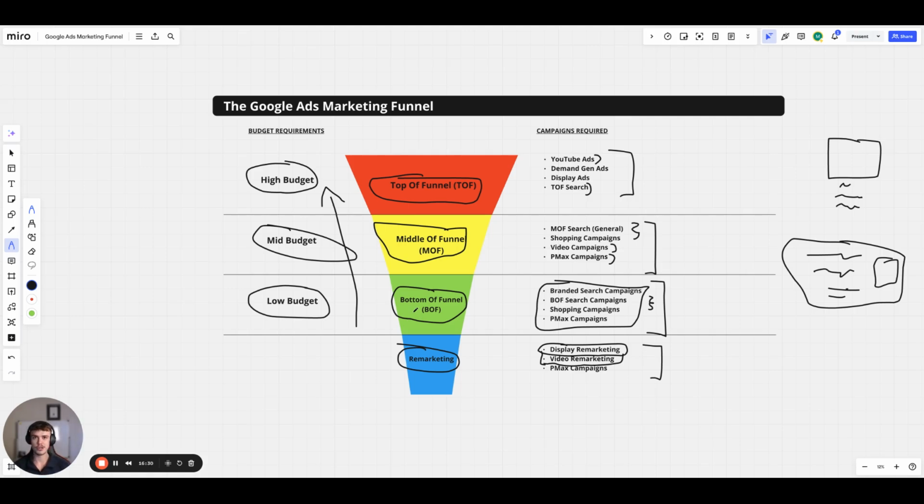Obviously, there's a lot of intricacies when it comes to setting up the campaigns, search, shopping, video, PMAX, et cetera, and we'll dive into that in future videos. But for now, I wanted to lay these foundations for you and give you a very clear idea of where we're going to be going when it comes to setting up the account and exactly how to grow in an effective manner.